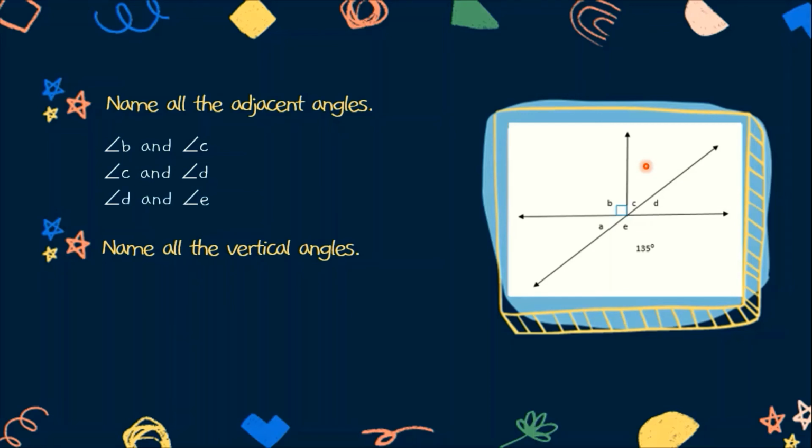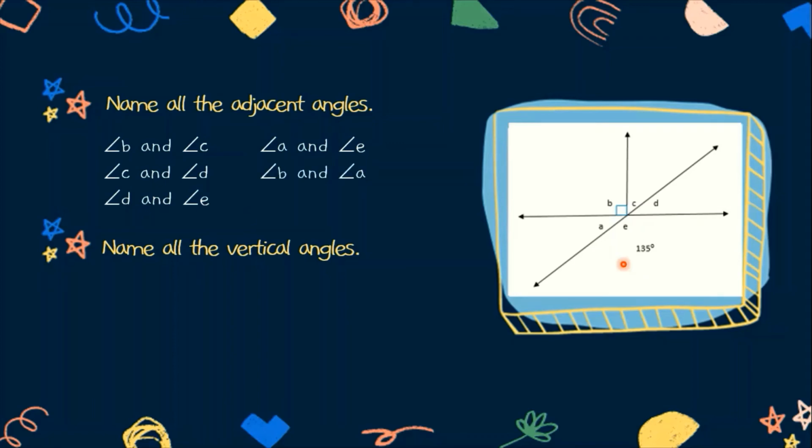Angle D and angle E. This is their common vertex, their common side, magkadikit sila, but they do not overlap. We also have angle A and angle E. This is their common vertex, their common side. They are next to each other, they are adjacent, but they do not overlap.